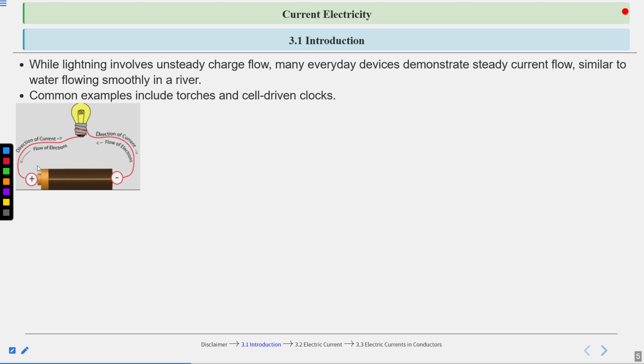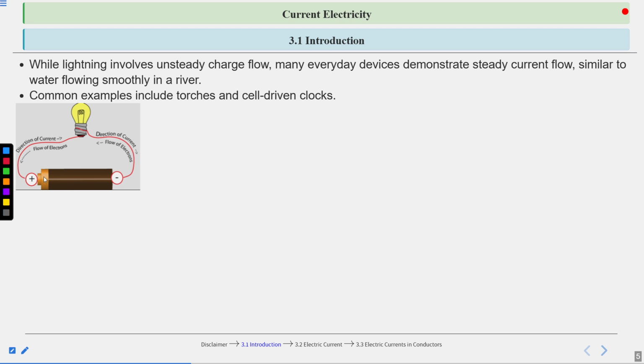So this is the diagrammatic representation. This is a cell, and this is the positive terminal, this is the negative terminal. You may have studied in chemistry electrochemical and electrolytic cells. So what is an electrochemical cell? It converts chemical energy to electrical energy. How? There is some reaction going on inside the cell.